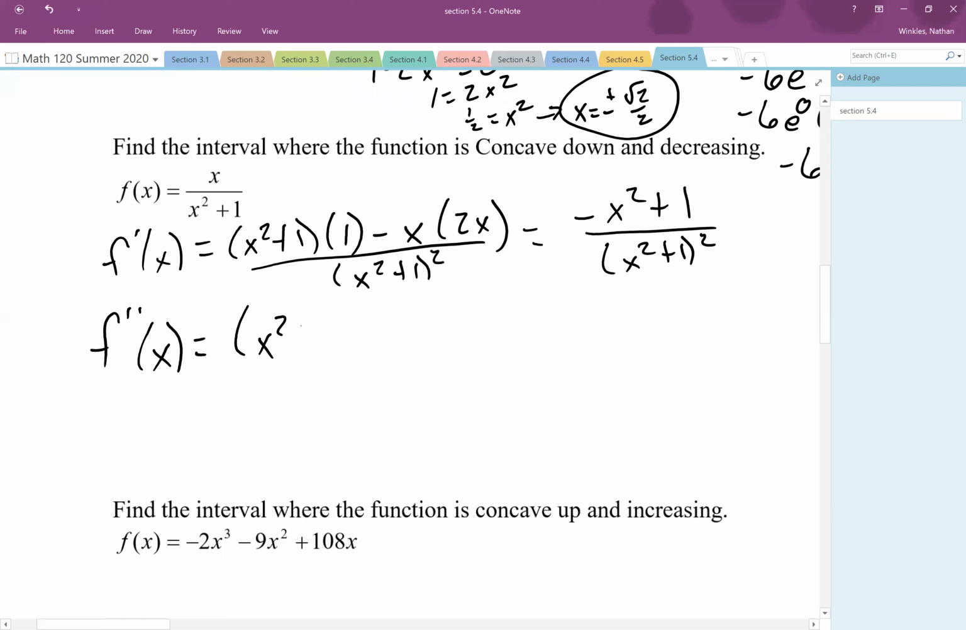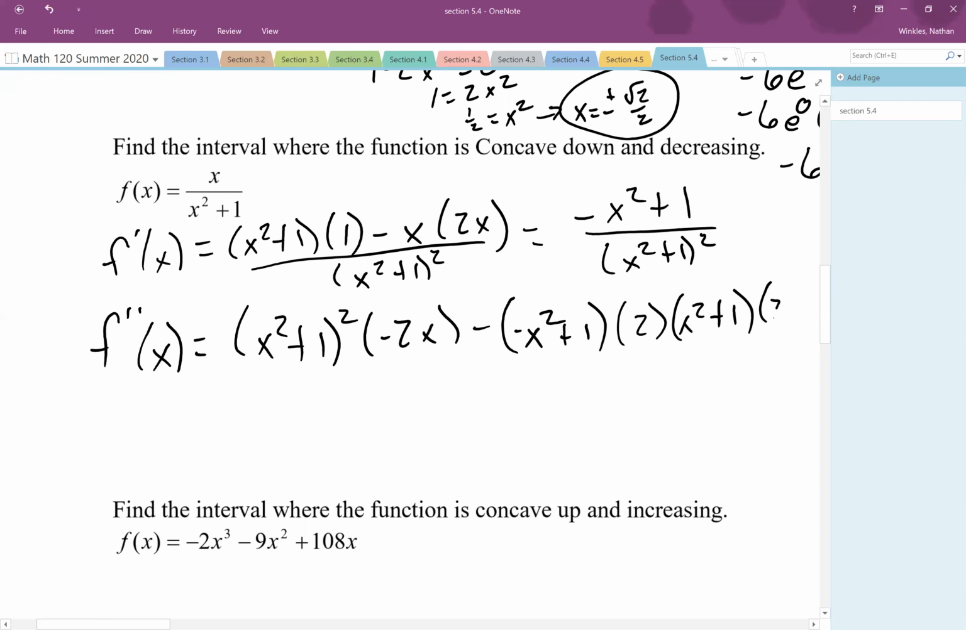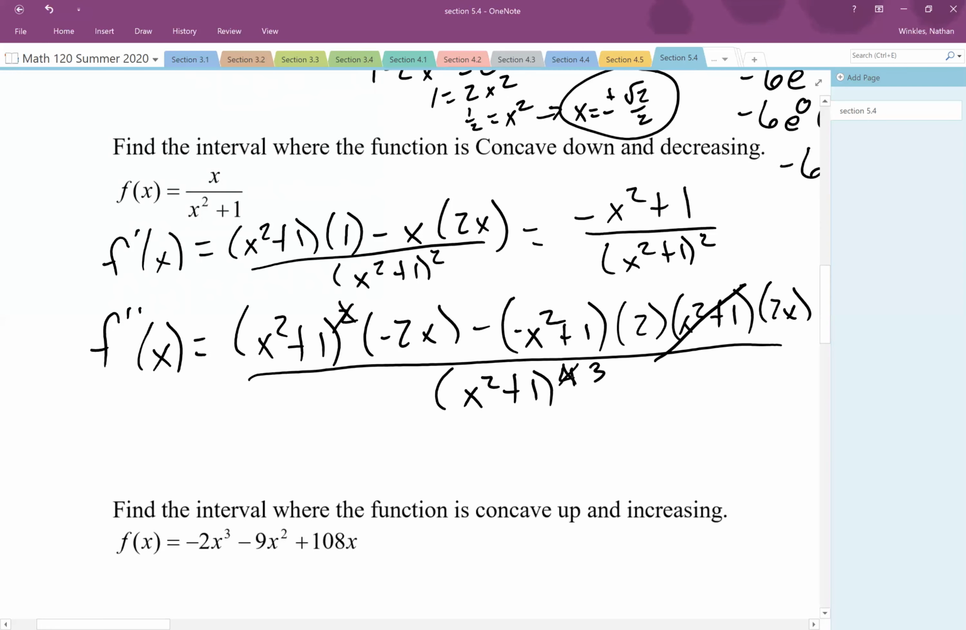So low d high minus high d low, over the bottom squared. Now keep in mind in this case, we have an x squared plus 1 in common everywhere. So I can cancel here. I can cancel one of them here. I can cancel one of them here.